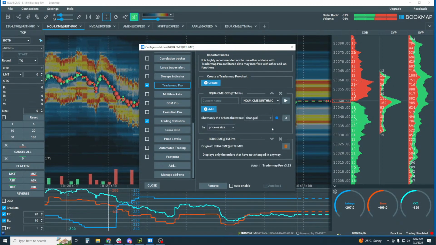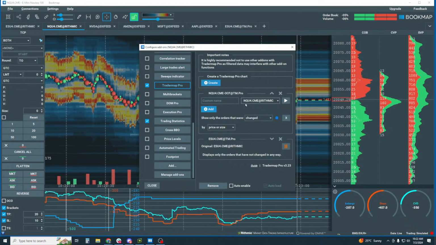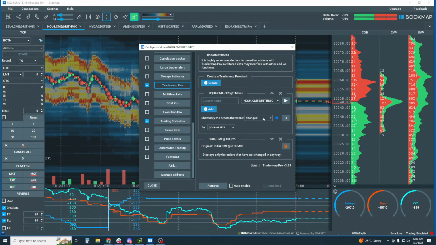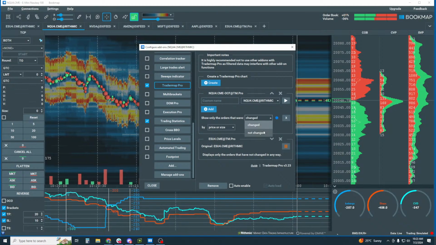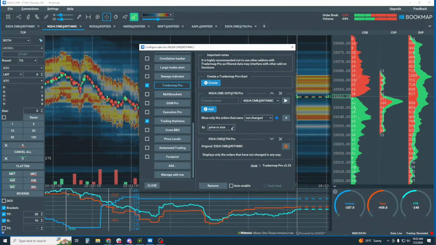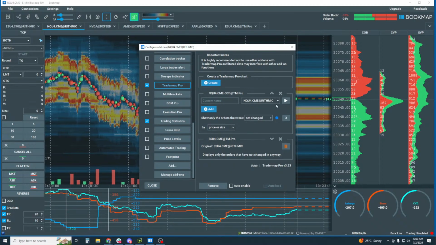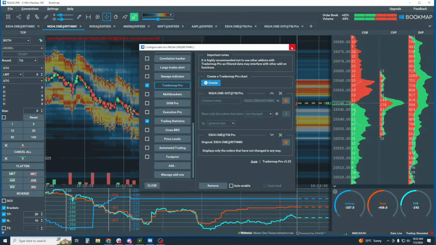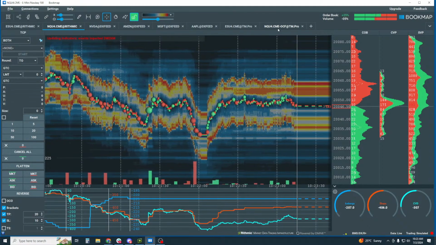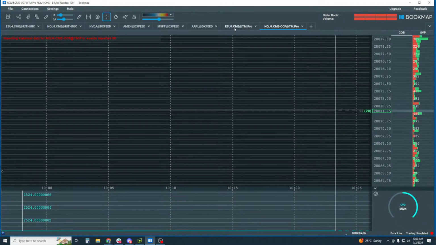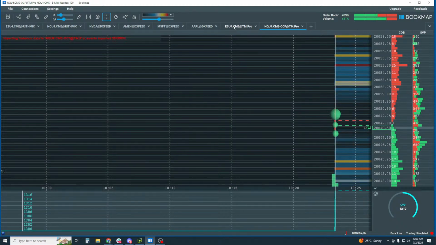Order change filter. Okay, that's what we selected right here, changed. Show orders that were changed, but click on the drop down. We want the ones that were not changed by price or by size. Okay, and then we're going to click play. That's it. That's all you need to do. And then here's our NQ. And then let's wait for it to populate and put some data in there.